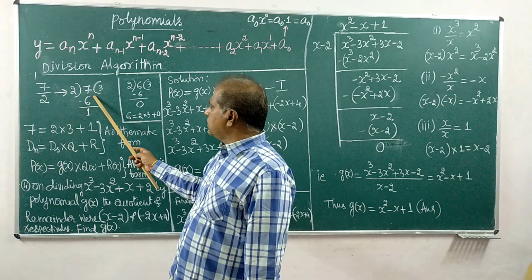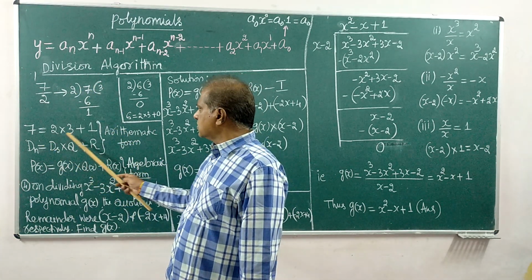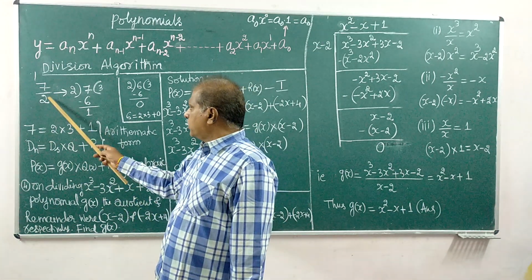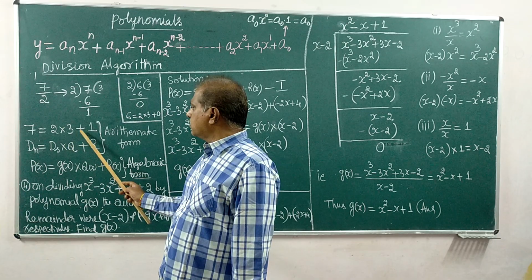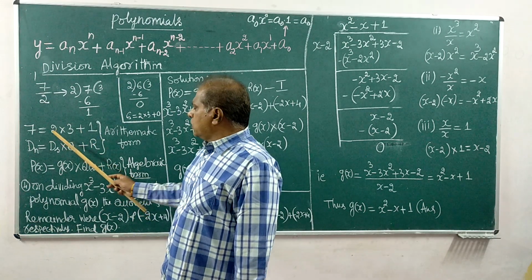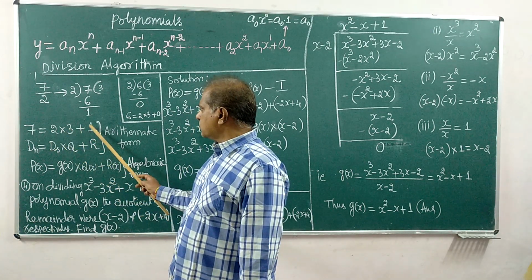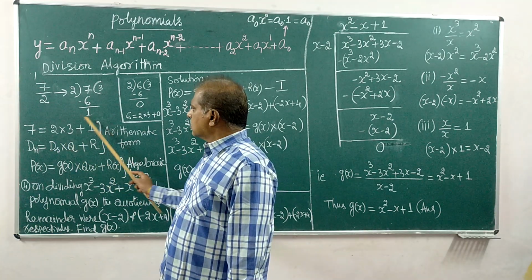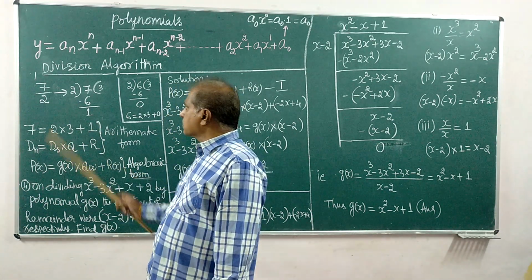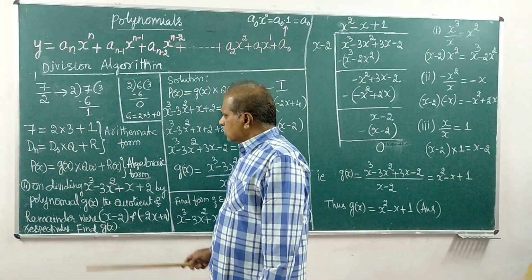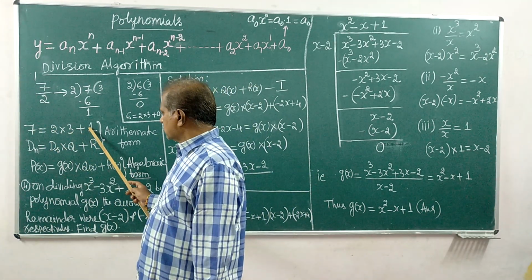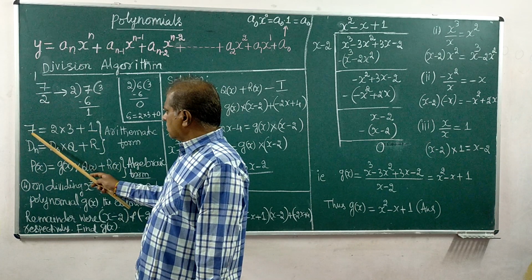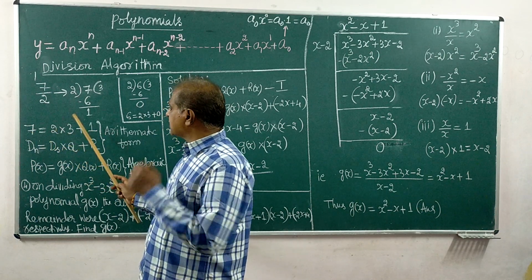The division can be represented like this: 7 equals 2 into 3 plus 1. 2 into 3 is 6, plus 1 is 7. That is the representation of this division. There are 4 terms in this division, and all the 4 terms are specified.